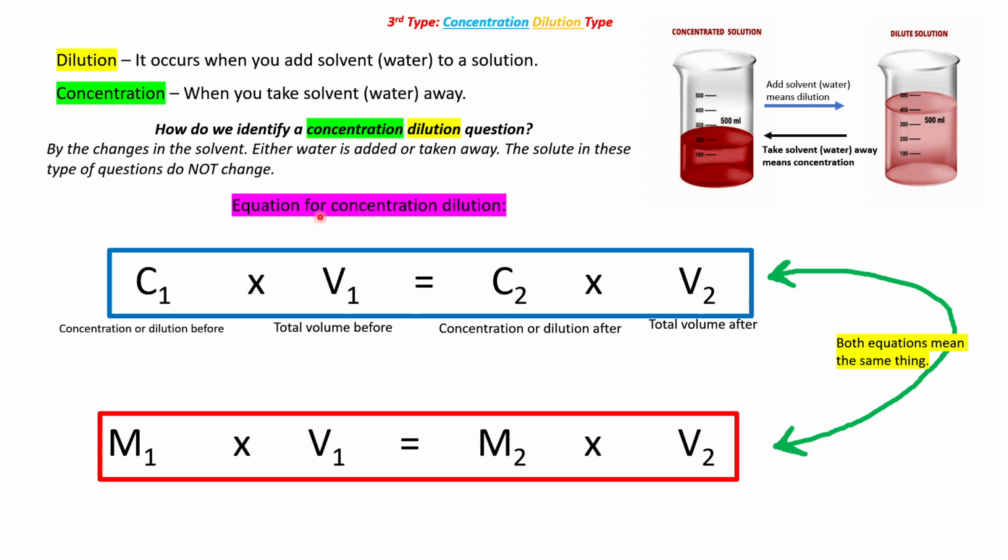And then the equation for concentration dilution, you can either use the top one or the bottom one. Either one is going to help you get the right answer. I'm going to stick with the top one though. C1 multiplied by V1, where C1 is the concentration before, and V1 is the total volume before, equals C2 multiplied by V2, where C2 is the concentration after, and V2 is the total volume after.